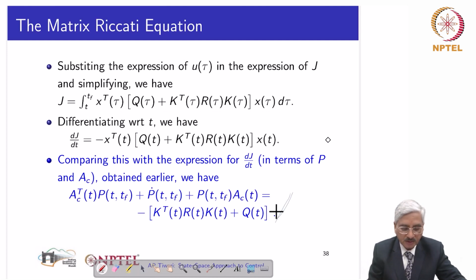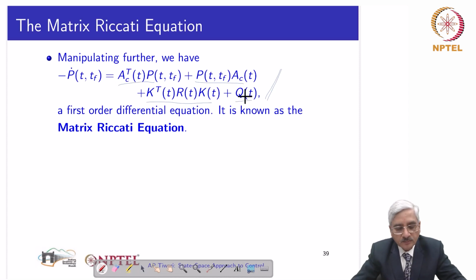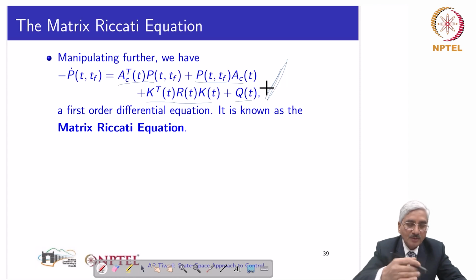Just by comparison of the two expressions, we get AC transpose P plus P dot plus P AC equal to K transpose RK plus Q with a minus sign, and we change the sides, we get this one. P dot is equal to AC transpose P plus PAC plus K transpose RK plus Q. And this is the matrix Riccati equation which I was talking about in the beginning. And this is also the differential equation for the quantity we have already seen.